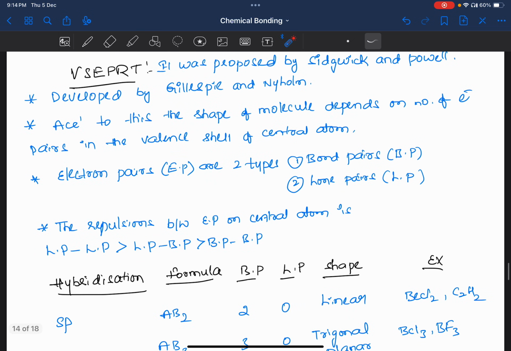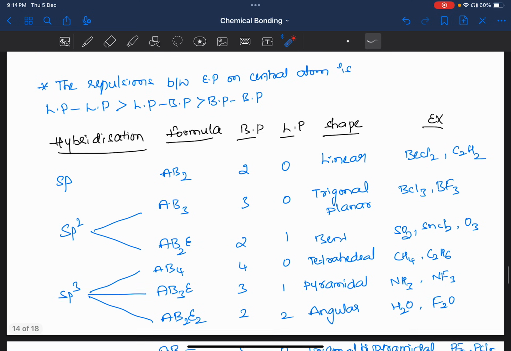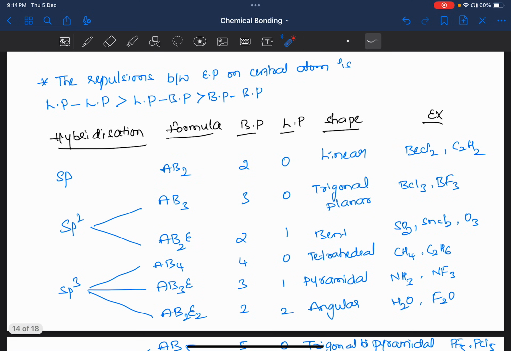Okay, so repulsions are greater between two lone pairs than between a lone pair and a bond pair, and greater between a lone pair and a bond pair than between two bond pairs. Now this theory is given in one table. See here, different molecular formulas are given. First, the AB2 molecule exhibits sp hybridization. AB2 means A is the center atom, bonded to two B atoms.